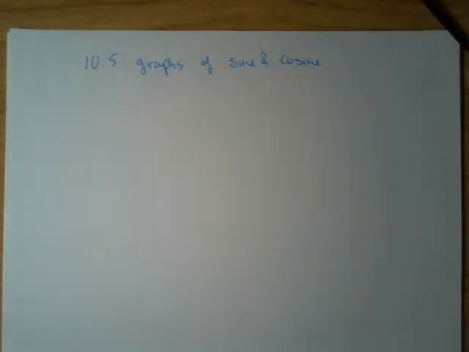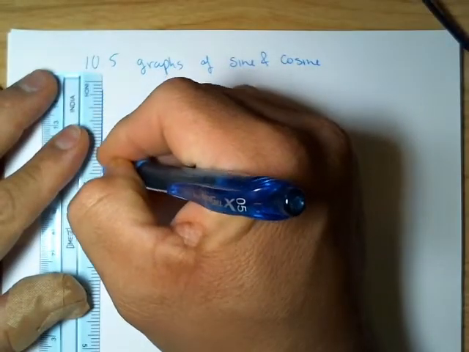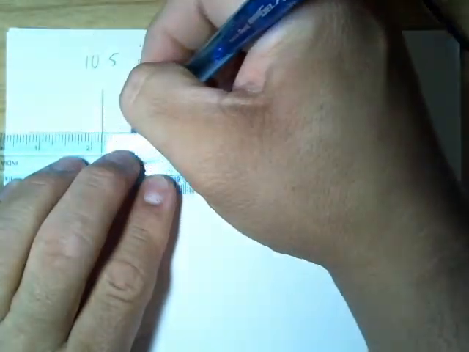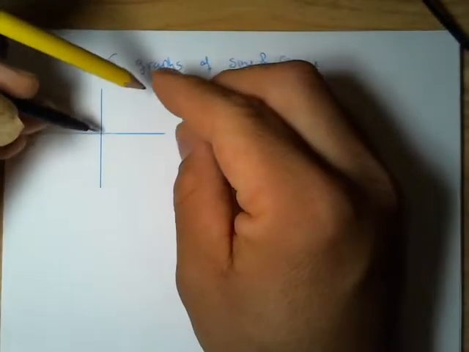Okay, so we're going to go over here section 10.5 and we're going to look at the graphs of the sine and the cosine. Previously we defined the sine and the cosine as the relation between the angle theta and the point on the unit circle.